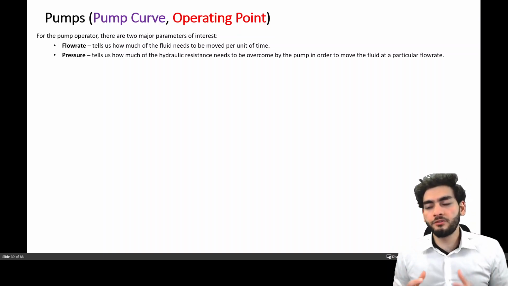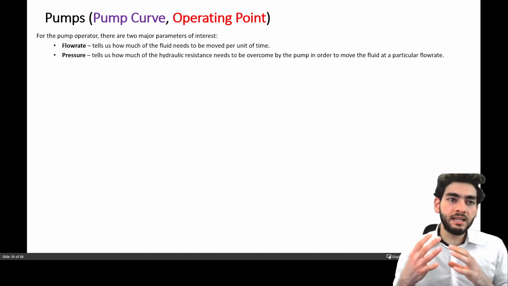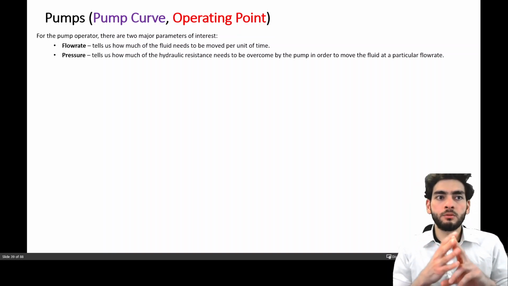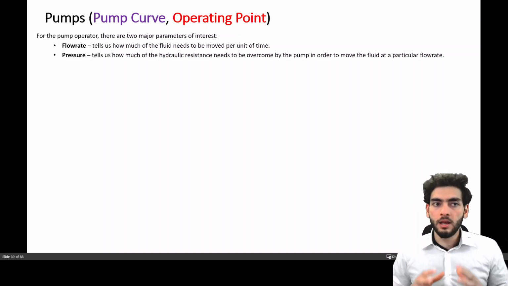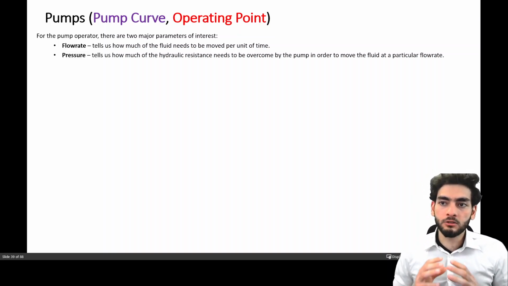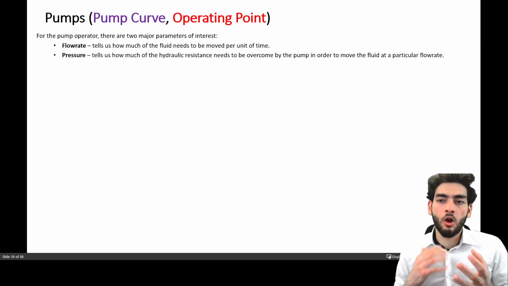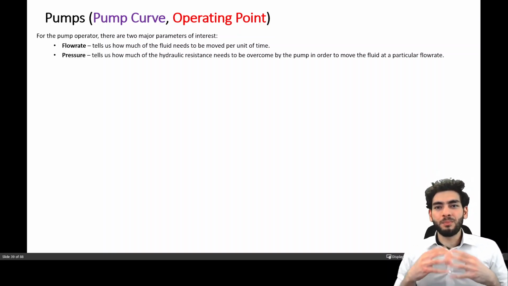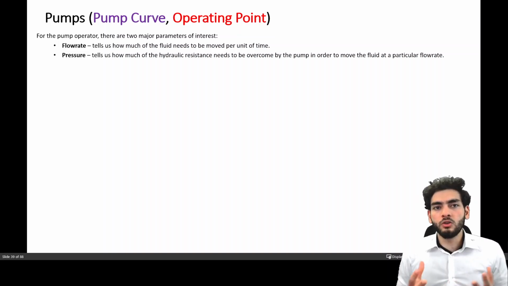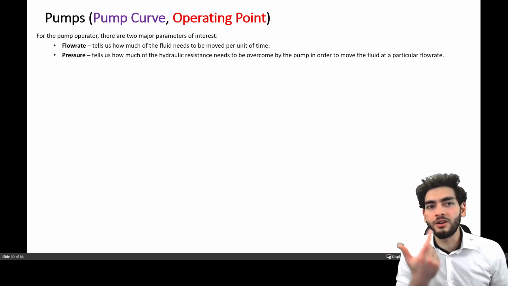Okay, so far I've talked about pump efficiency, horsepower, hydraulic horsepower, brake horsepower, motor power. However, I think it's important now to talk about pump curves and operating point, because for the pump operator, there are two major parameters that they are interested in.